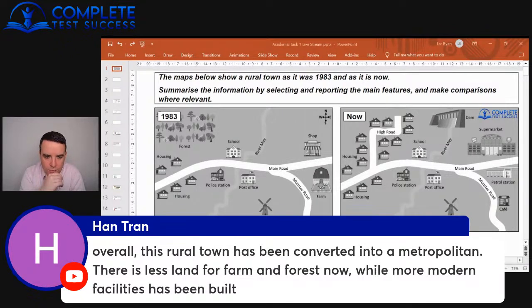And Chung: overall, this rural area has been converted into a metropolitan. Is that correct? Not quite. We wouldn't really call that. No. There is less land for farming and forests now, while more modern facilities have been built. This is looking good. I like this. So we're saying more specifically modern facilities. Okay. Yeah, that's a good overview.